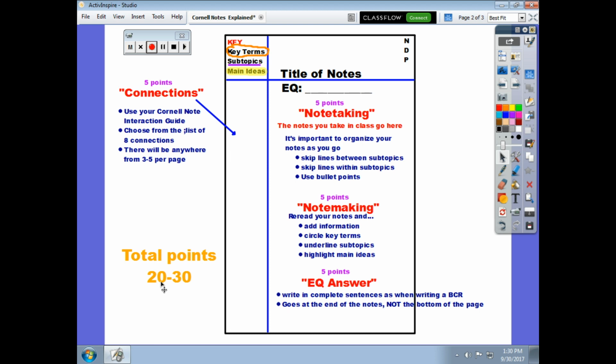Or simply just lose a big chunk of points because you did all your note taking, but you didn't do any note making. You didn't answer the essential question. You did not do the connections. And the result is that you get very few points for your notes.